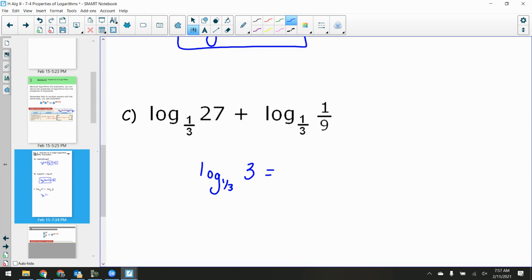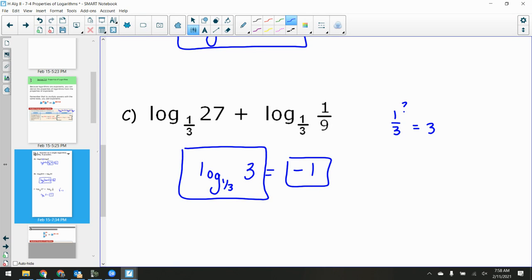Well, what is that equal to? If we need to think about it, let's transfer it from logarithmic into exponential form. This would be like saying 1/3 to the what power is 3. Well, what takes it from the bottom to the top? A -1 exponent. So this is -1. Log base 1/3 of 3 is our simplify, right, as a single log, and then -1 is the evaluation.